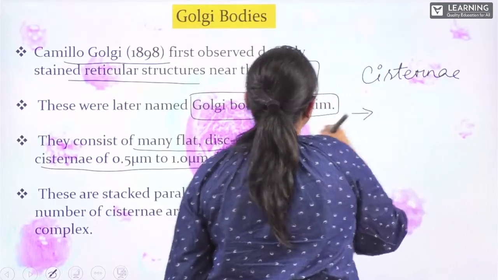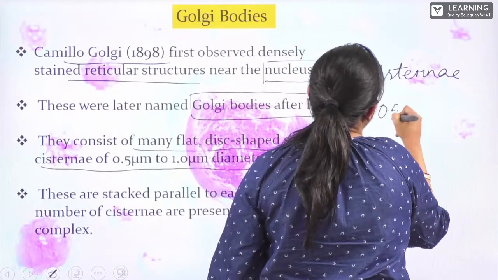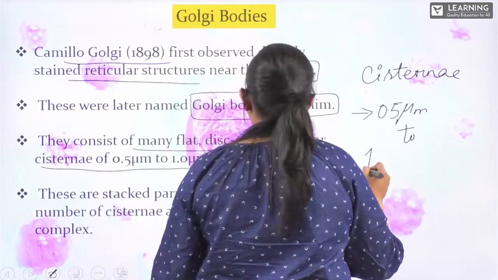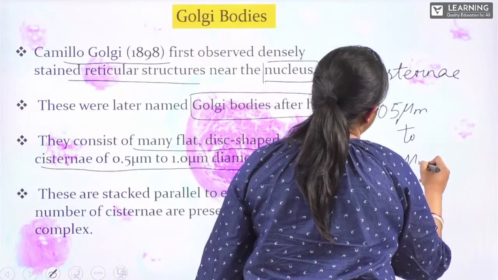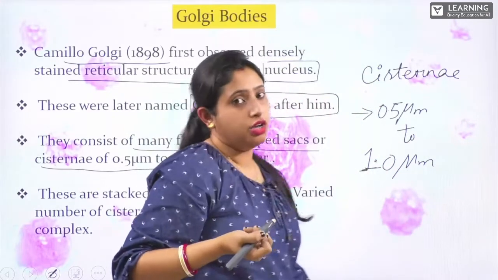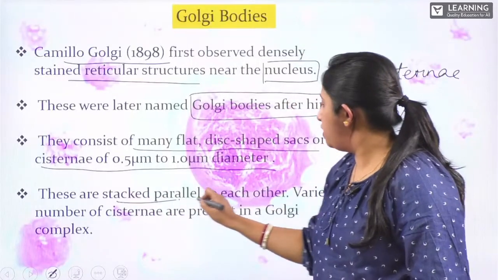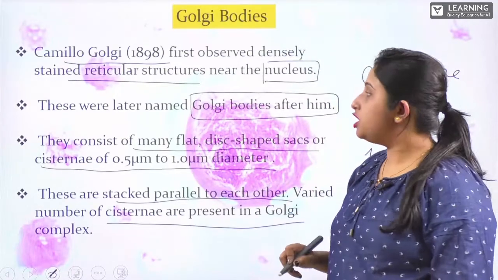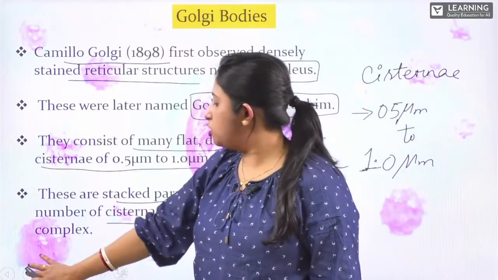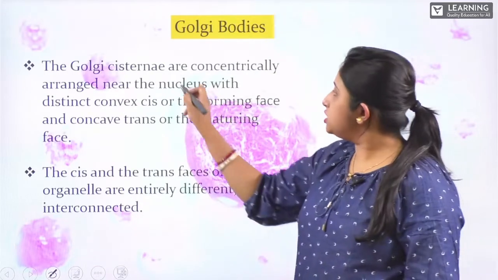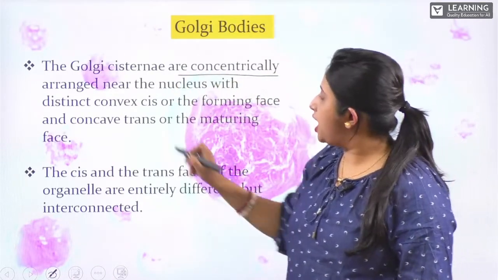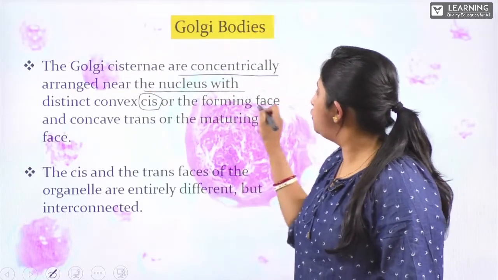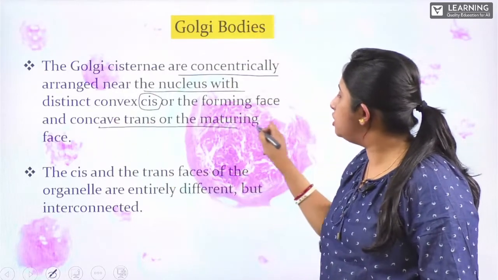And what is the size of the cisternae? It is 0.5 micrometer to 1 micrometer. These are stacked parallel to each other and a varied number of cisternae are present in the Golgi complex. So the number of cisternae will vary from one Golgi body to another. The Golgi cisternae are concentrically arranged near the nucleus with a distinct convex cis phase, or the forming phase, and the concave trans phase, or the maturing phase.